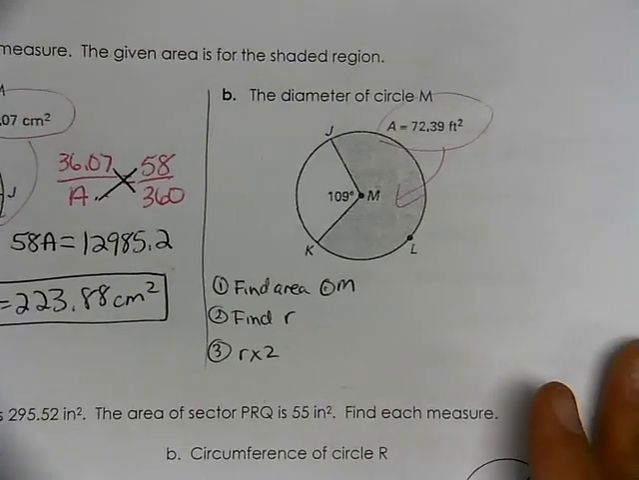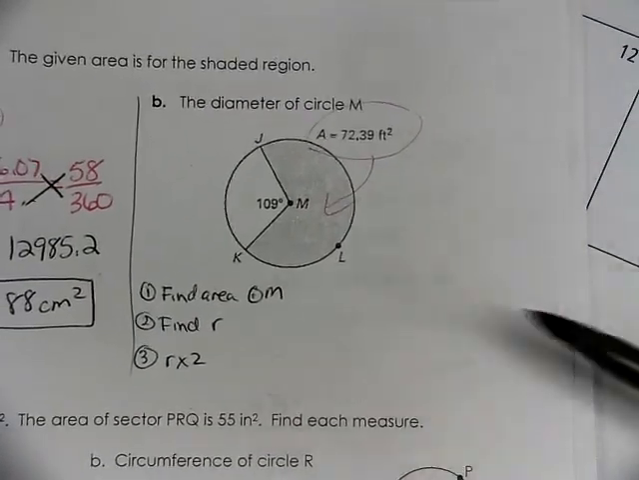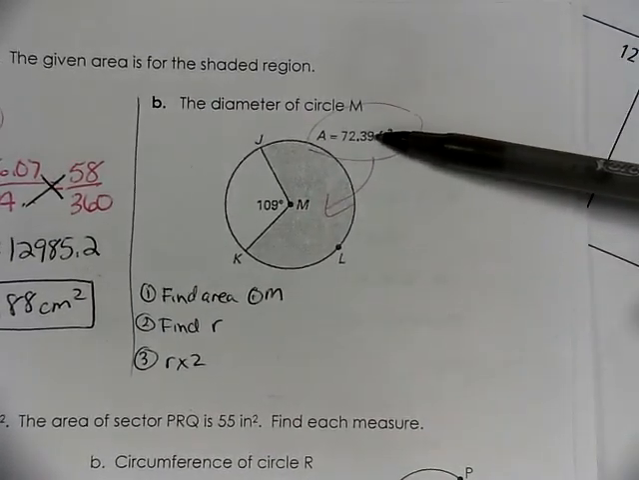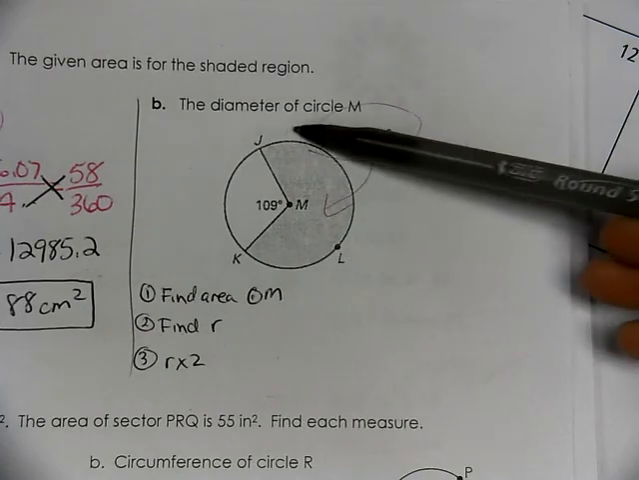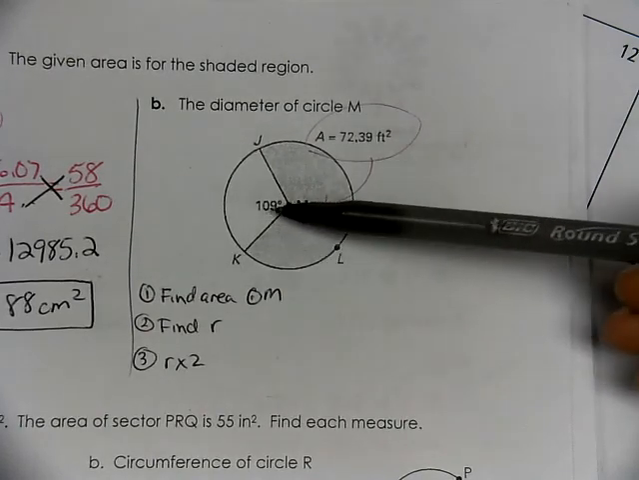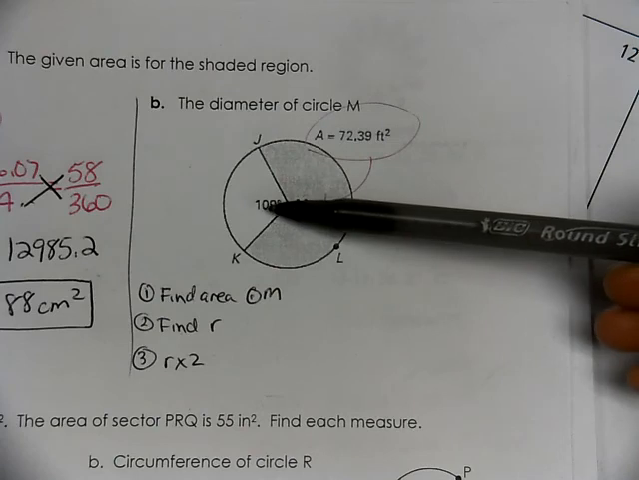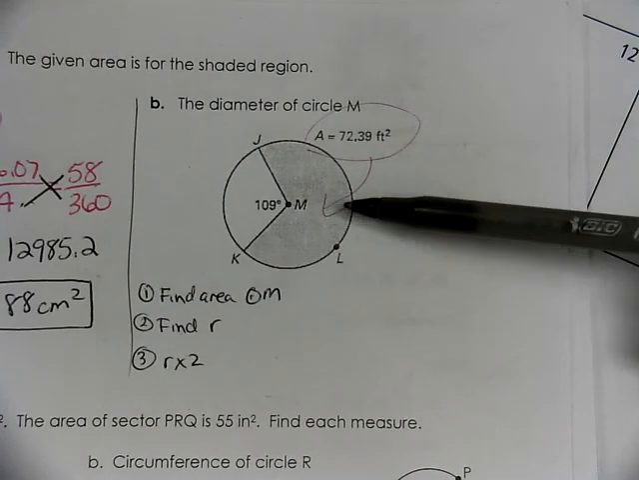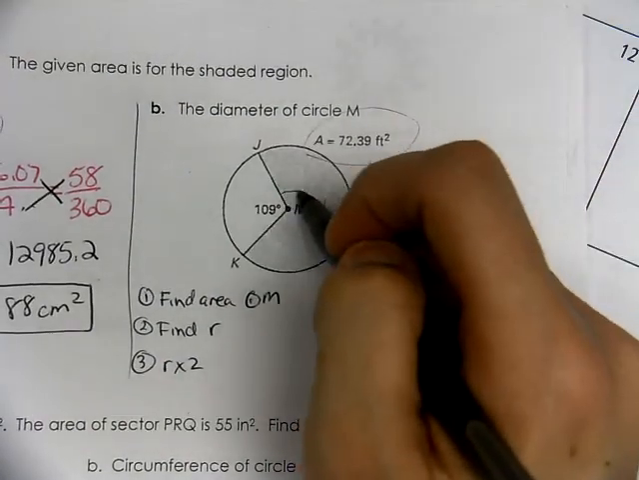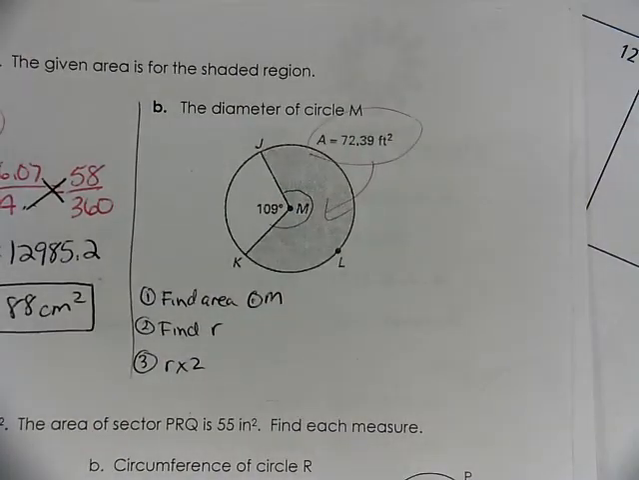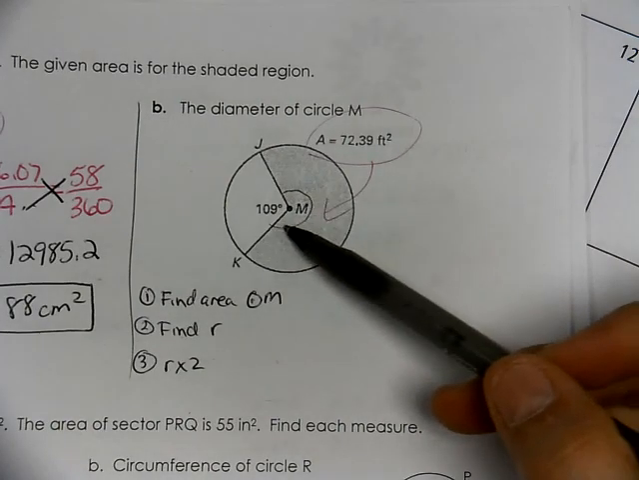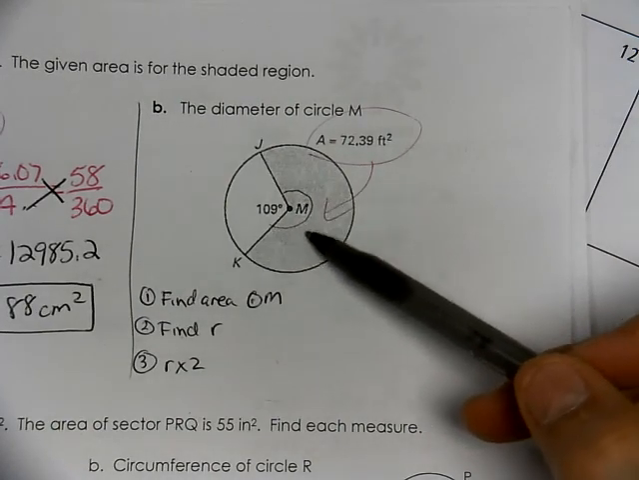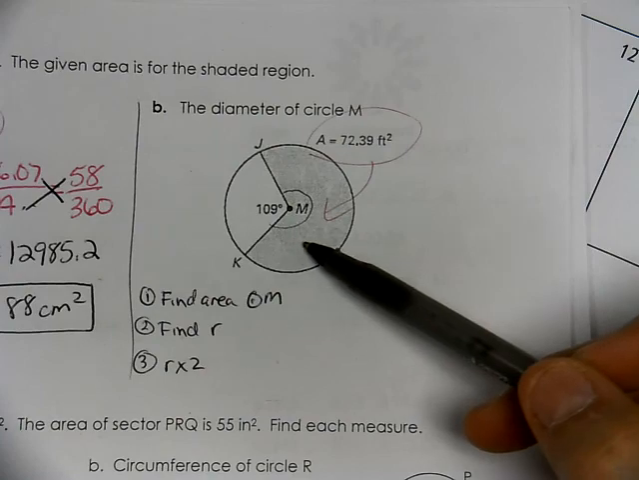Now notice, also in the picture, 72.39 is the area of the shaded region. 109 degrees is the angle of the non-shaded region. We need this angle in order to start our proportion. How can I figure out this angle? Subtract it from 360.